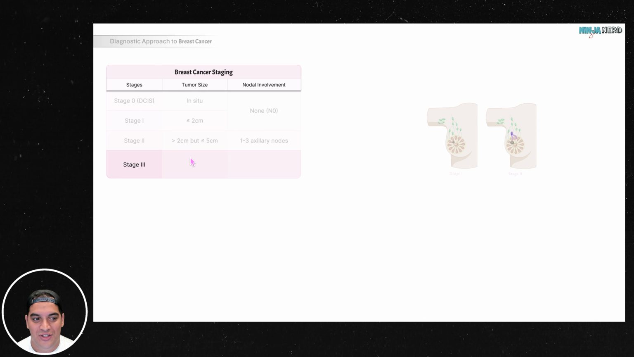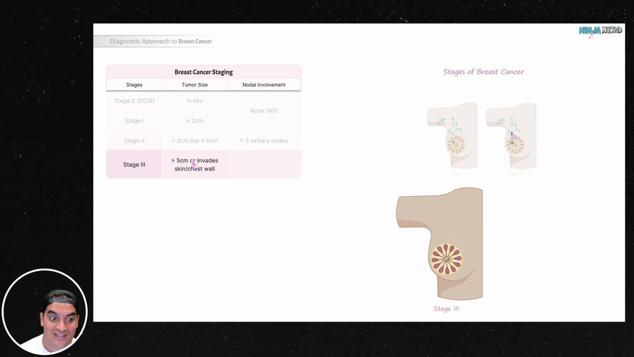When I get to stage 3, this could be greater than 5 centimeters, right? Or it could be a tumor that's invaded the skin, the chest wall. It's more diffuse. That's very common of inflammatory breast cancer. Nodes, well, now we got N0, N1. Guess what N2 is? N2 is if they're getting to greater than or equal to 4 axillary lymph nodes or any clavicular nodes. All right, so we can have an N2 and an N3 here. That's going to be your stage 3.